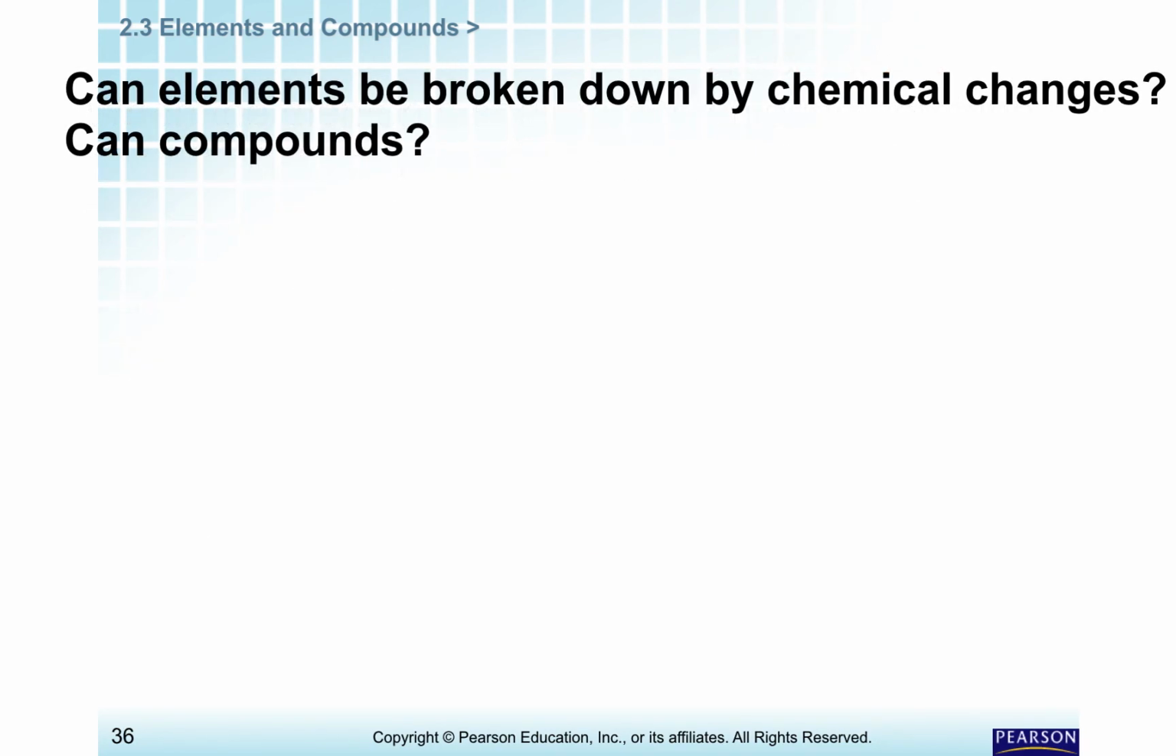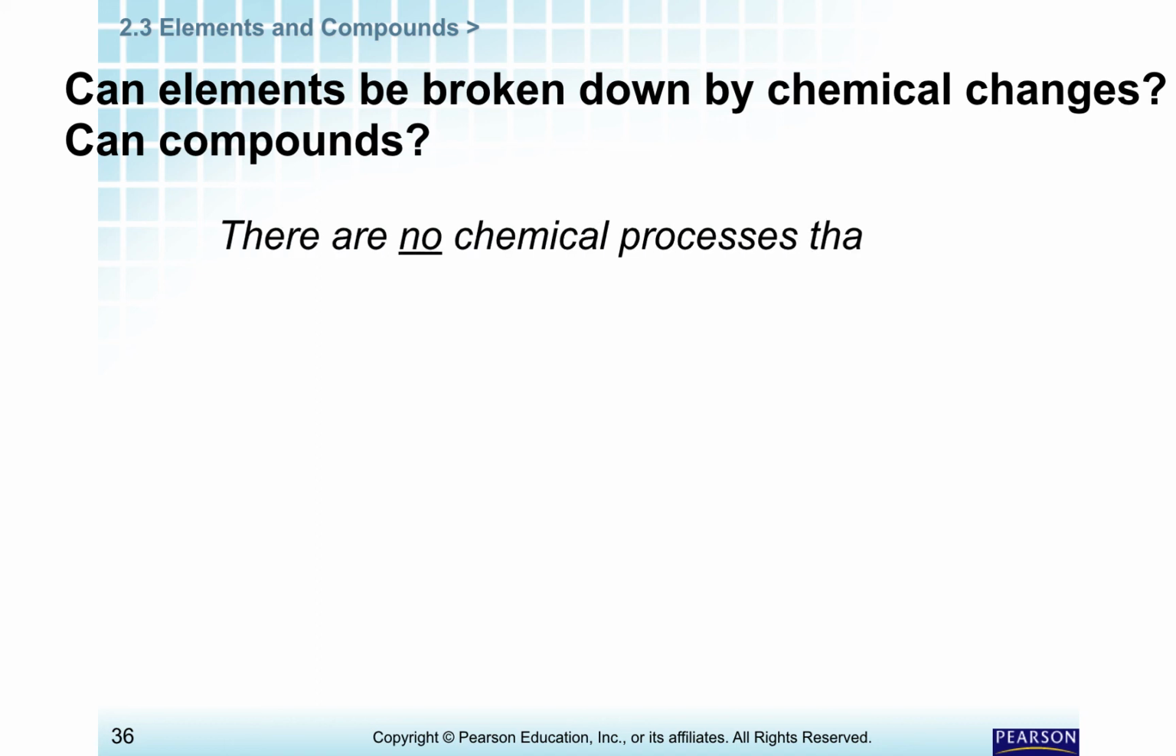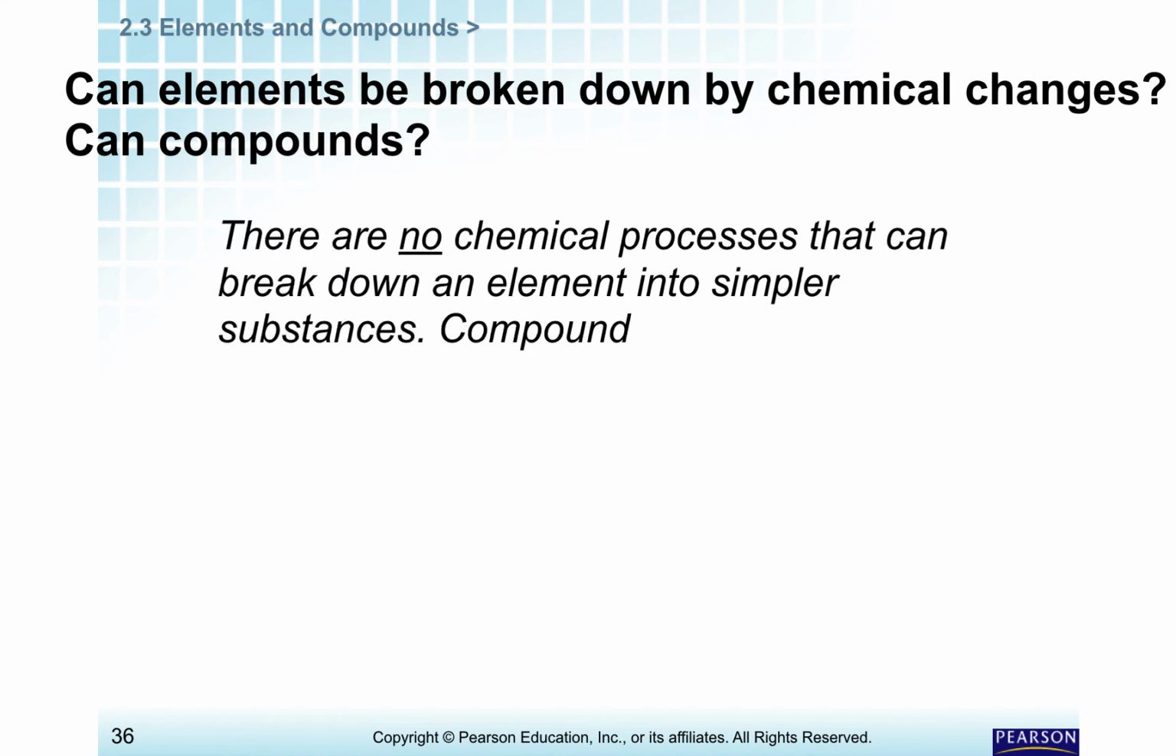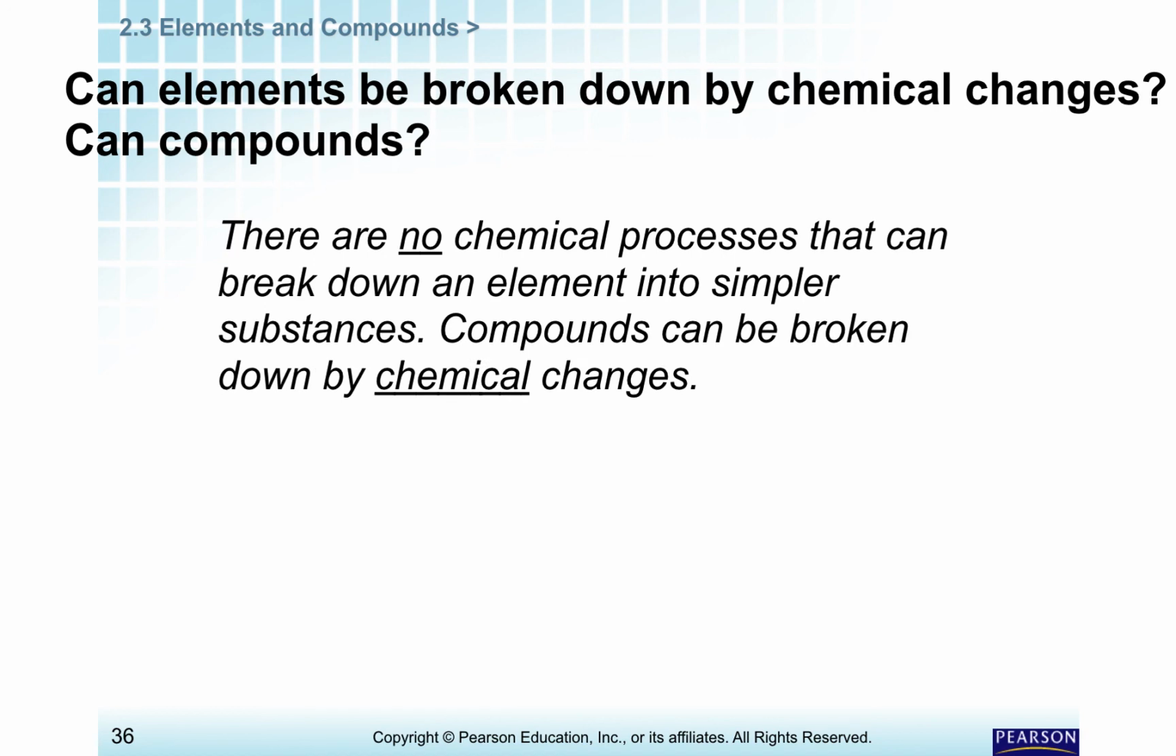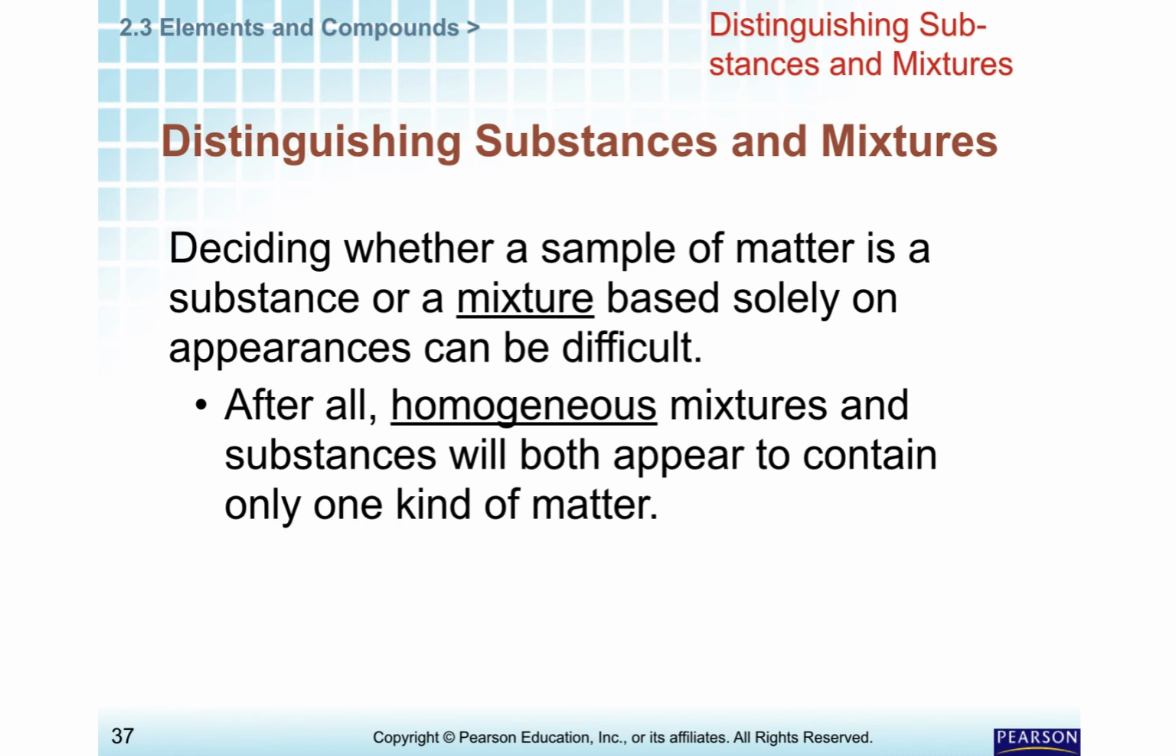Can elements be broken down by chemical changes? There's no chemical process that can break down an element into simpler substances. Compounds can be broken down by chemical changes. Deciding whether a sample of matter is a substance or a mixture based solely on the appearance can be difficult. After all, homogeneous mixtures and substances will both appear to contain one material.